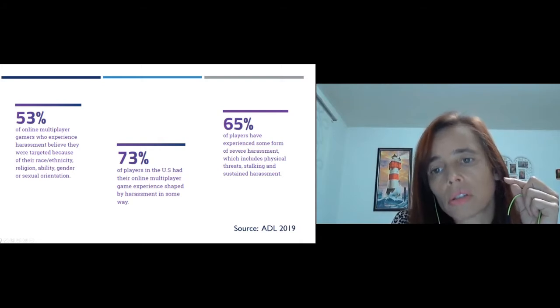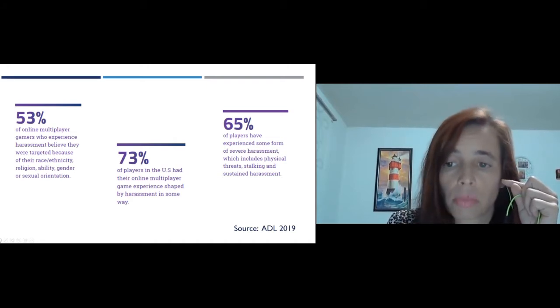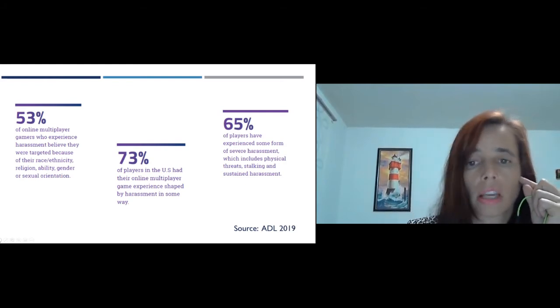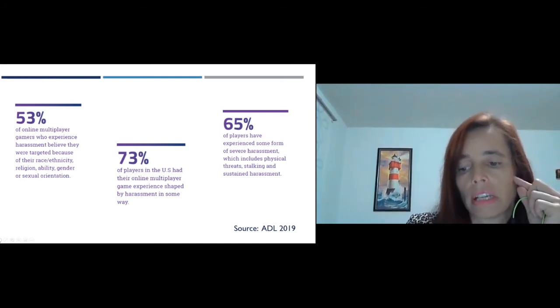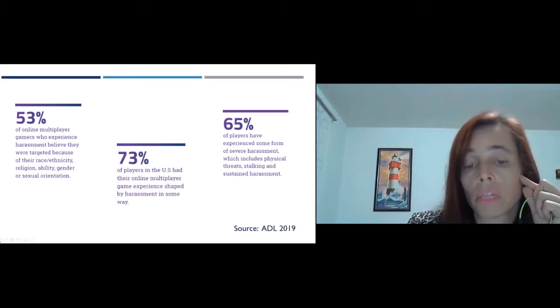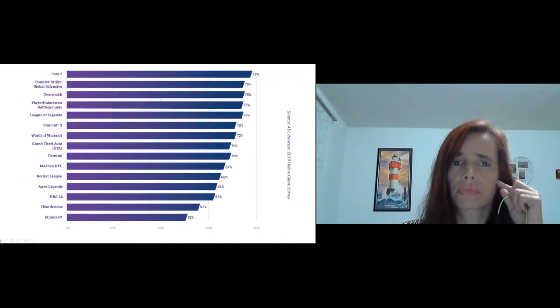Sometimes it's even, and that's a bad thing, severe harassment, also threatening people physically, like even stalking other players. So not only just being inside the game, but also violence moving outside the game and maybe even really physical, not only virtual.